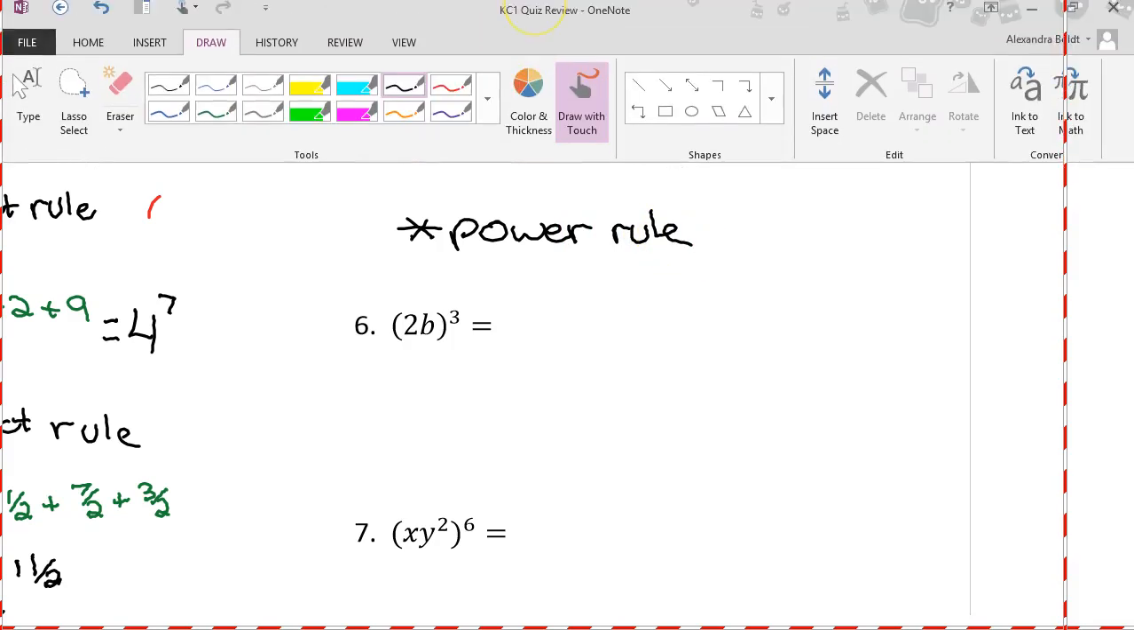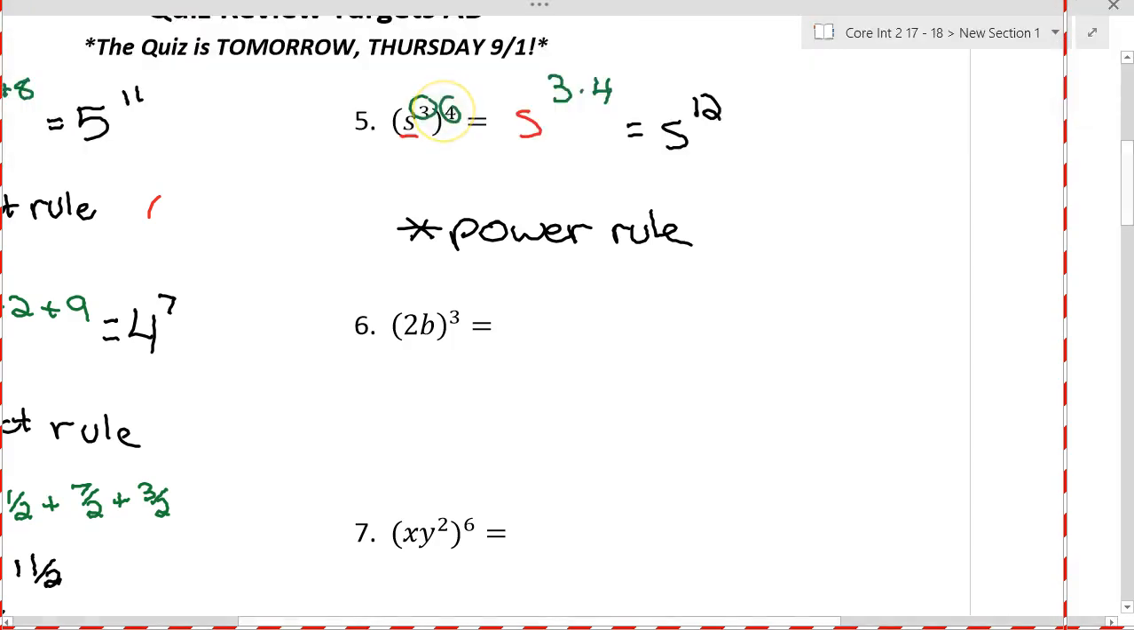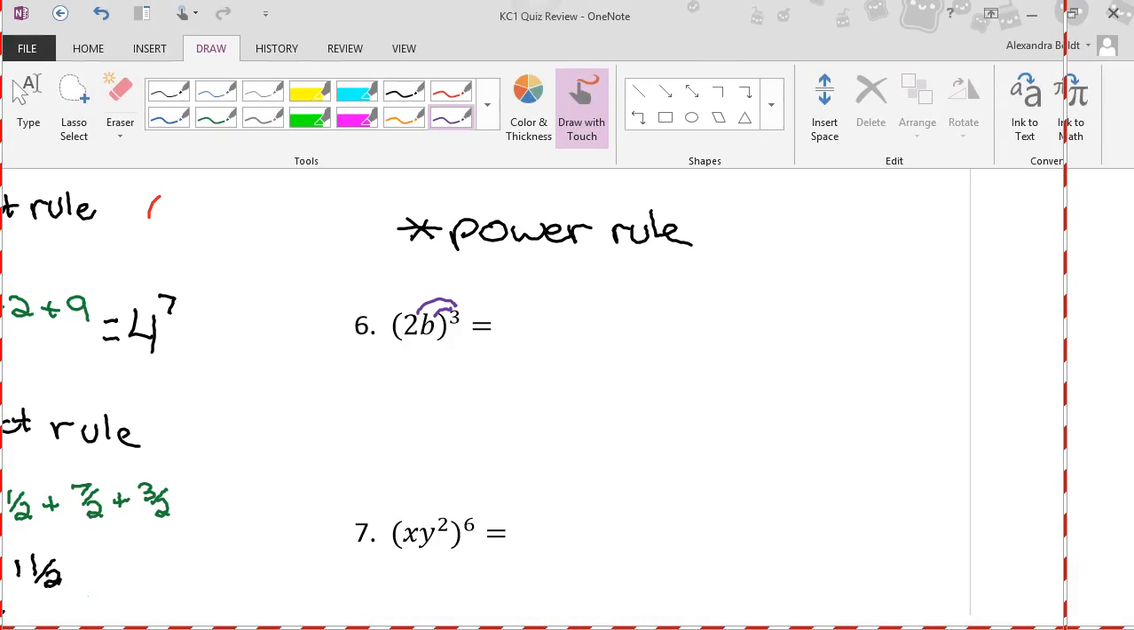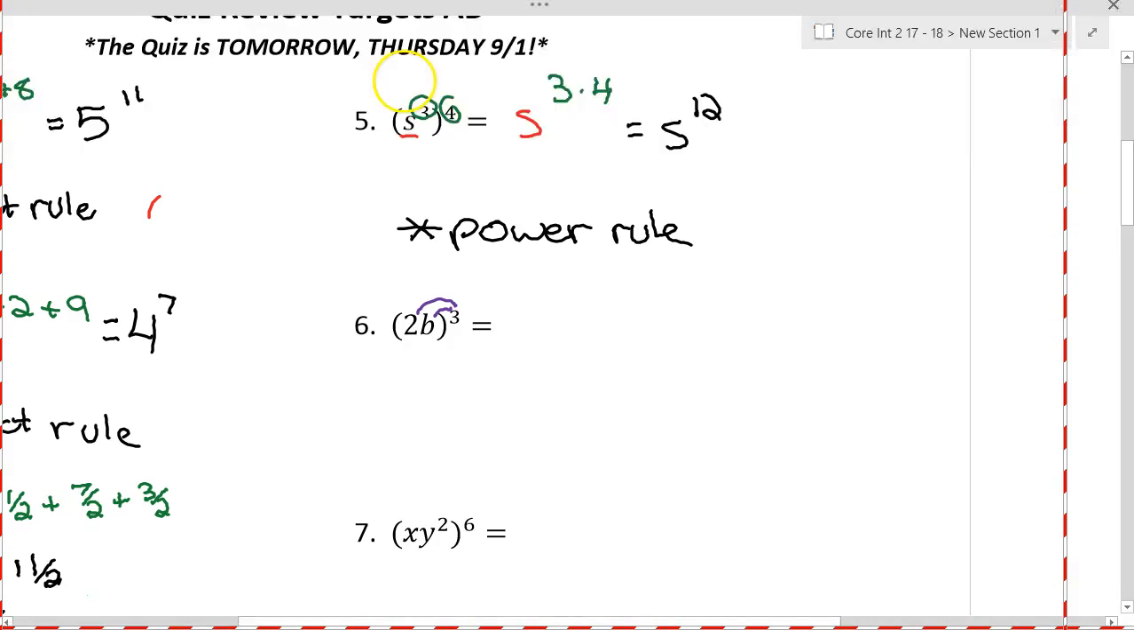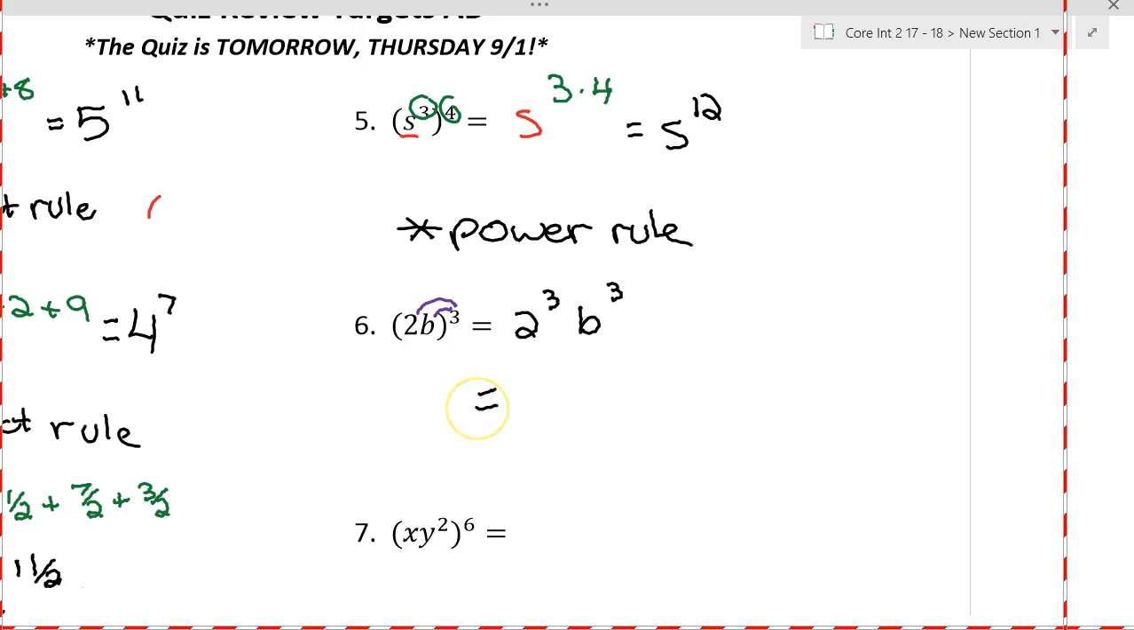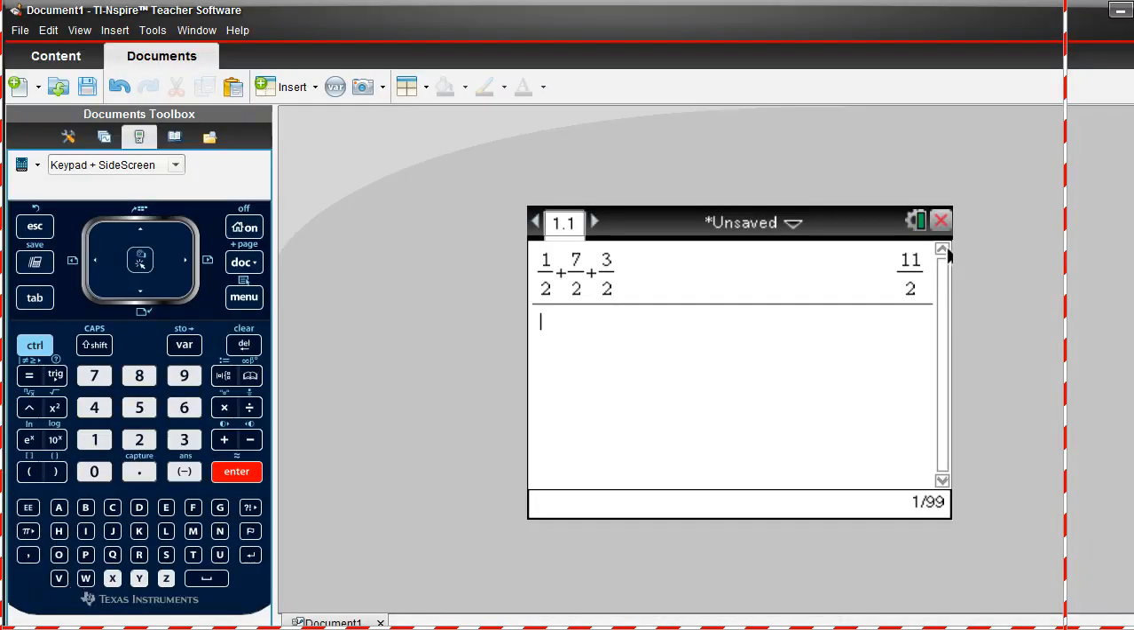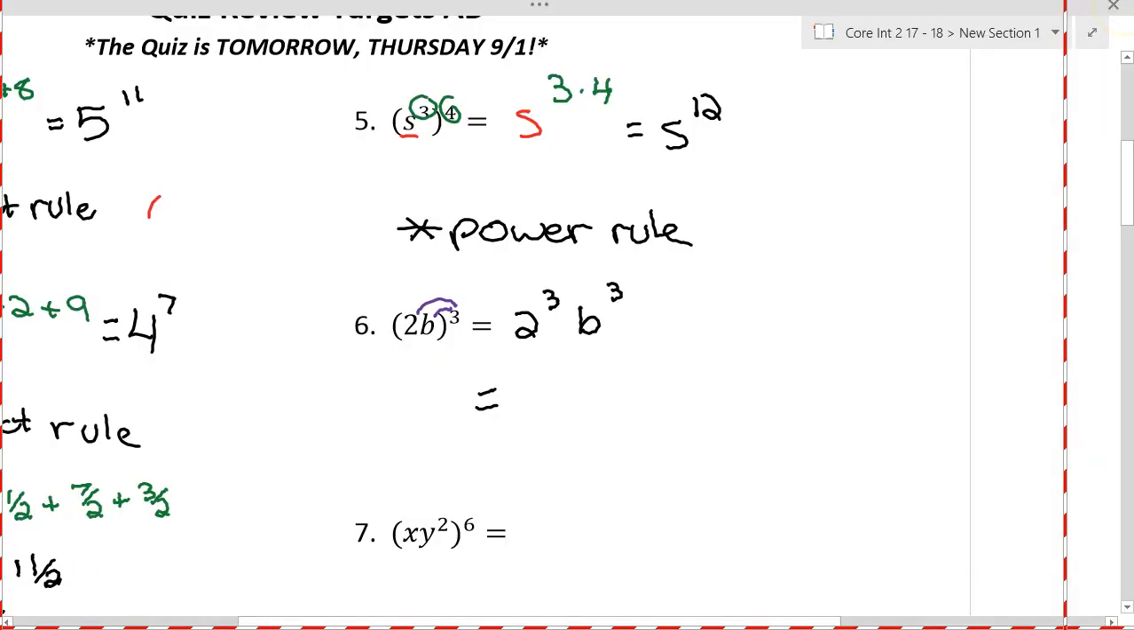2b to the 3rd. Remember, for these, we need to distribute that 3. So I get 2 to the 3rd, b to the 3rd. Okay? The last thing I need to know is what is 2 to the 3rd. Again, you can always use a calculator. 2, remember your exponent button is here, to the 3rd. And I get 8. So that's 8 b to the 3rd is my final answer there.